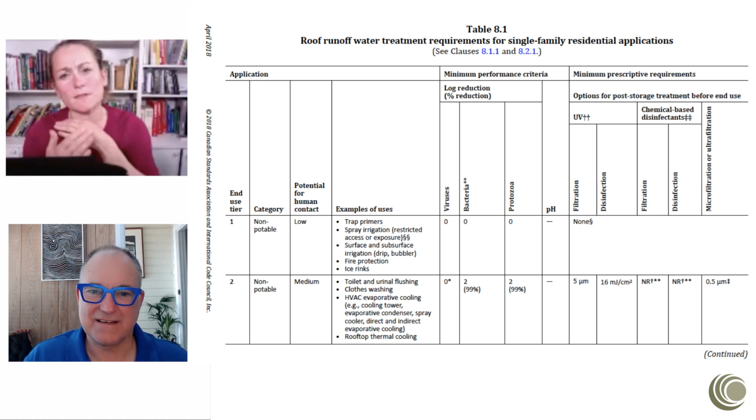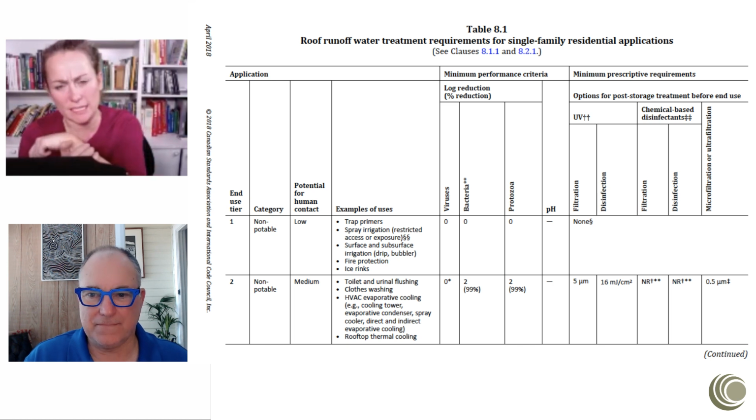What about the risk of skin contact? Because there also seems to be this perceived potential for human contact.